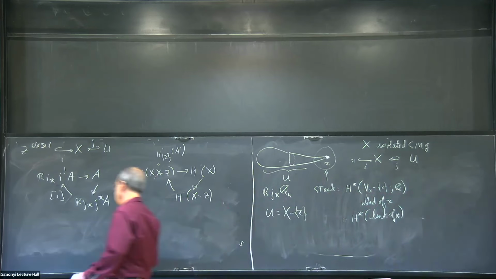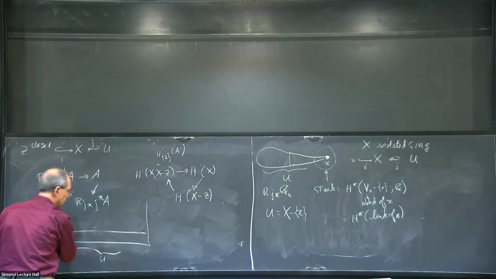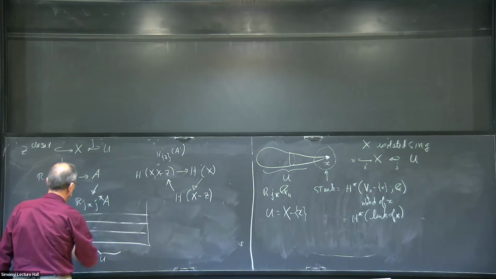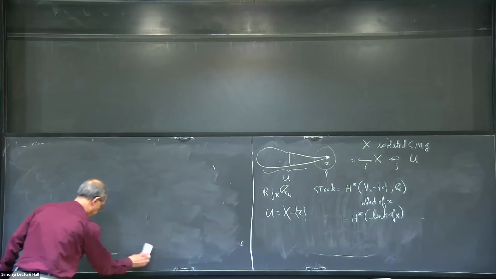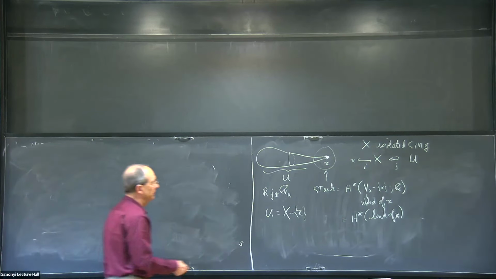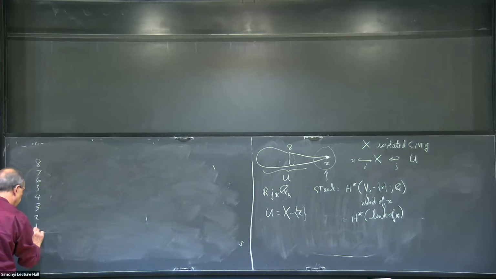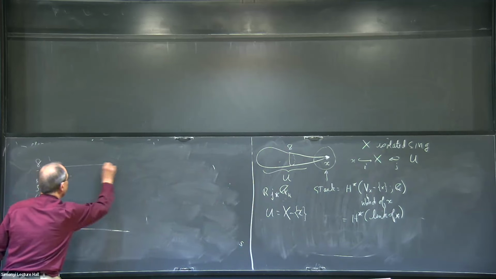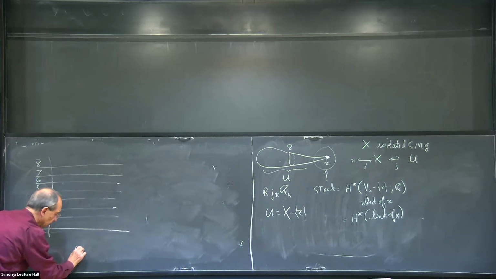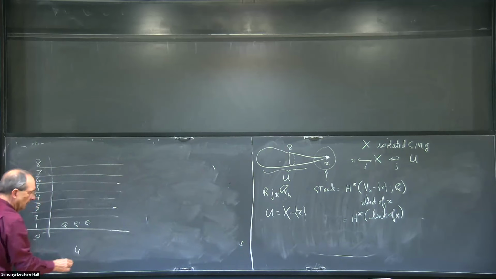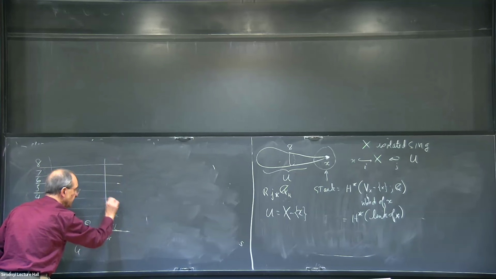So if we were to think about this in terms of supports, let's look at cohomology degrees. Let's suppose this is eight-dimensional, real eight-dimensional. So what does the stalk cohomology look like? At points in U, the stalk cohomology just looks like Q in degree zero. But at X, the stalk cohomology looks like H0 of the link, H1 of the link, H2 of the link, H3 of the link.